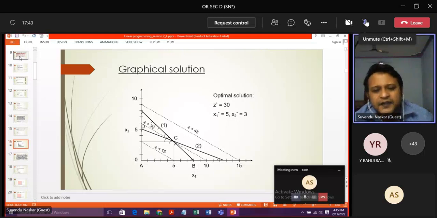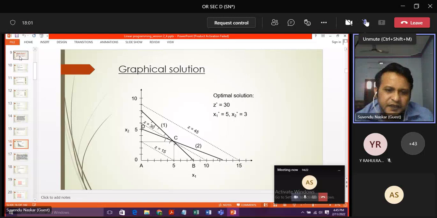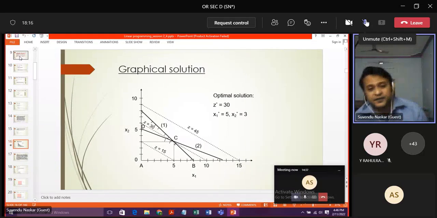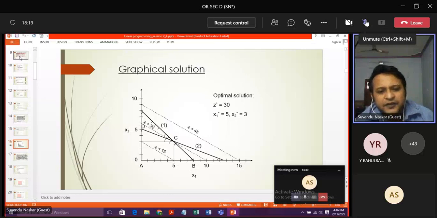If it is D and C, both D and C lie on the second constraint. So if two corner point feasible solutions are adjacent, they are sharing one constraint, which in this case is constraint 2. However, they are at the boundary of the rest of the other constraints. For example, C is at the boundary of constraint number 1. D is at the boundary of the constraint x2 is greater than or equal to 0.